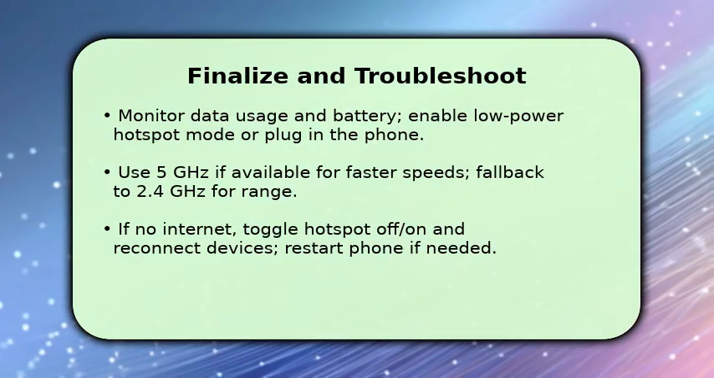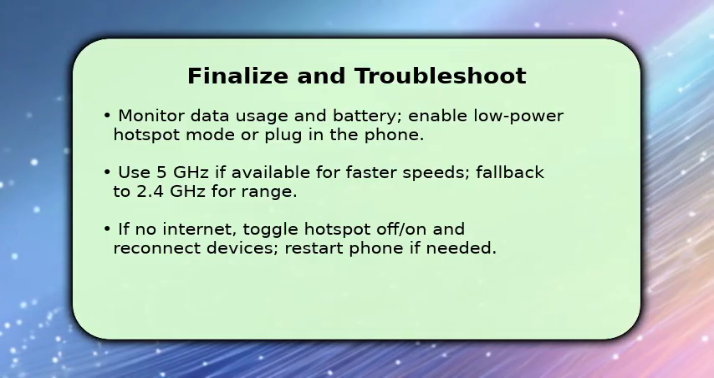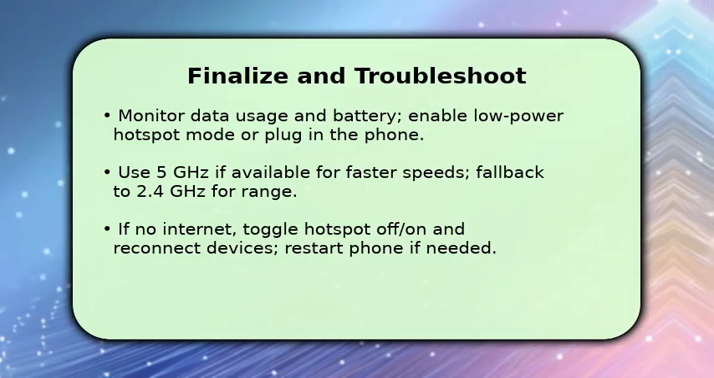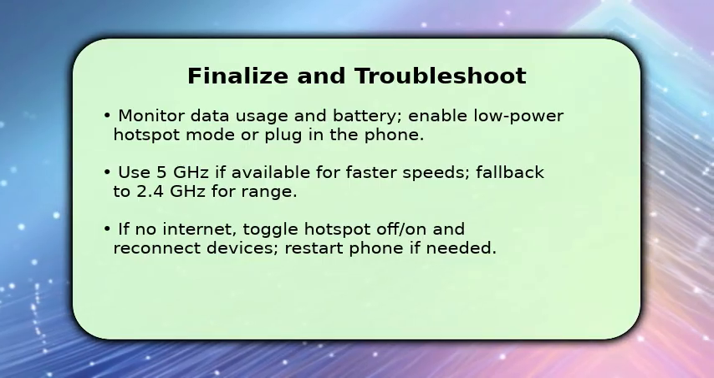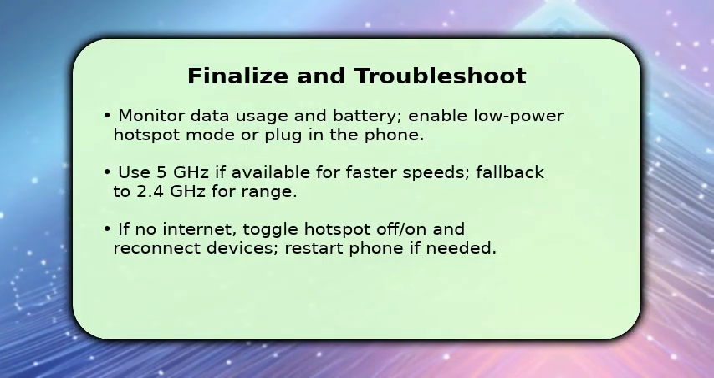To finish, manage power and data. Plug the phone into power and watch cellular usage so you don't exceed limits. If your phone offers 5 GHz hotspot, switch to it for improved speed, otherwise use 4 GHz for better range. Once everything works, pin the network or save credentials for faster reconnection.